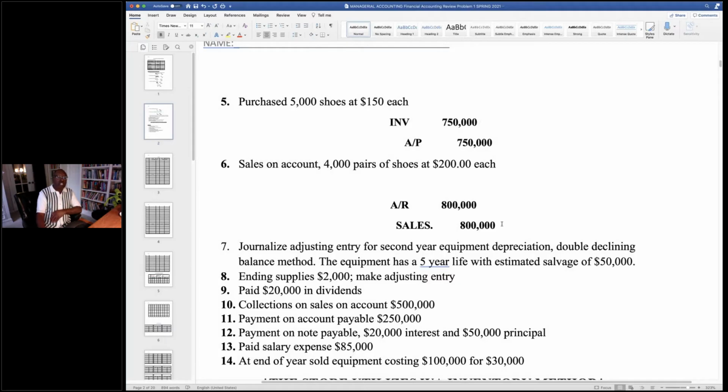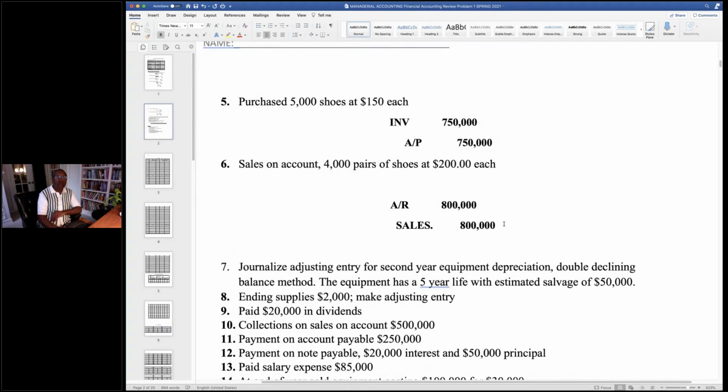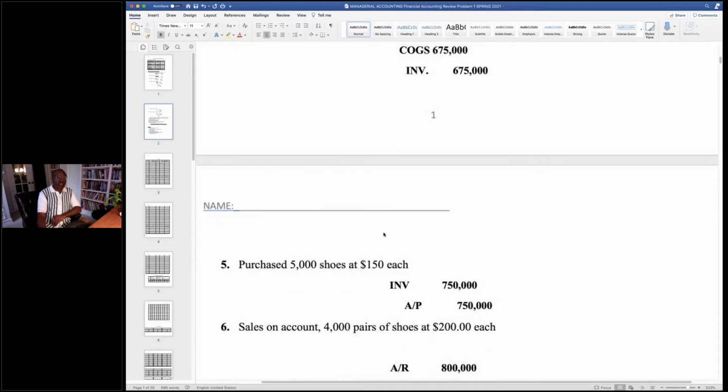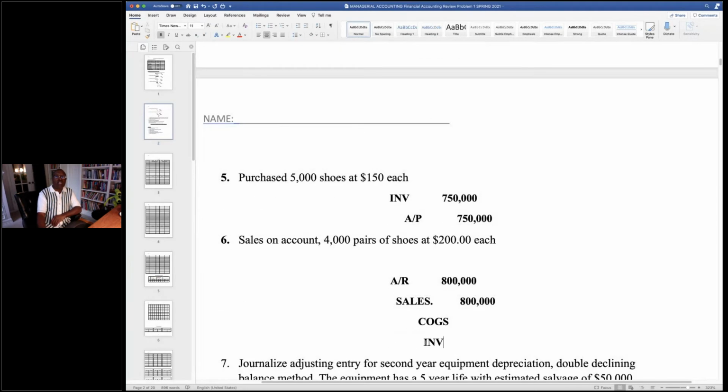Okay, but we need another entry. What other entry do we need? The cost of goods sold and inventory. We need an inventory entry for the sale. So every time we have a sale, we have two entries. When we purchase the item, one entry. When we sell it, two entries.